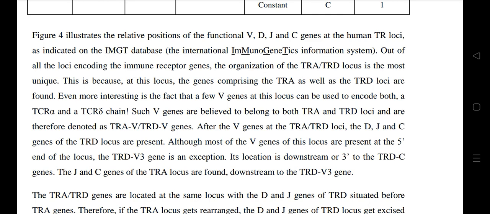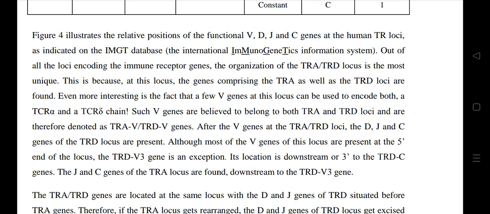Out of all the loci encoding the immune receptor genes, the organization of the TRA/TRD locus is the most unique. This is because at this locus, the genes comprising the TRA as well as TRD loci are found. Even more interesting is the fact that a few V genes at this locus can be used to encode both a TCR alpha and TCR delta chain. Such V genes are believed to belong to both TRA and TRD loci and are therefore denoted as TRAV/TRDV genes.